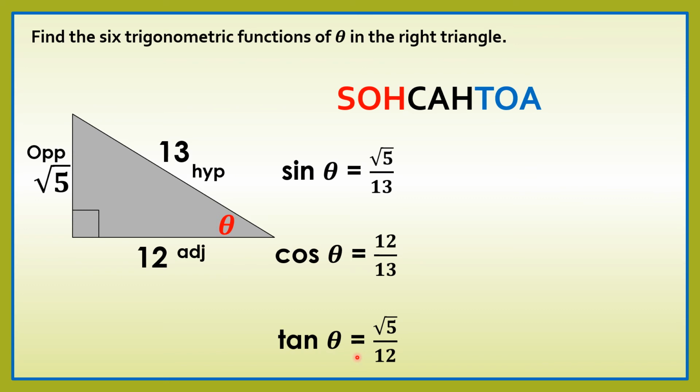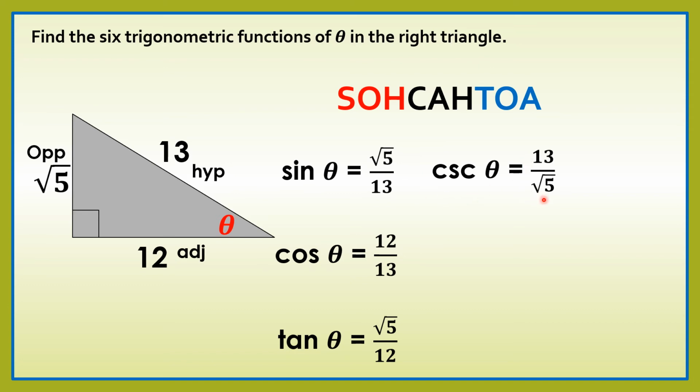That is tangent theta is equal to, our opposite is square root of 5 and our adjacent is 12. So, we now have the three basic trigonometric functions. So, let's go to their reciprocals. The reciprocal of sin theta is cosecant theta, which is equal to 13 over square root of 5. Earlier, sin theta is equal to square root of 5 over 13, so the reciprocal is 13 over square root of 5.